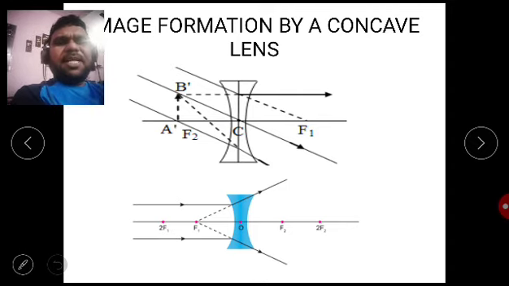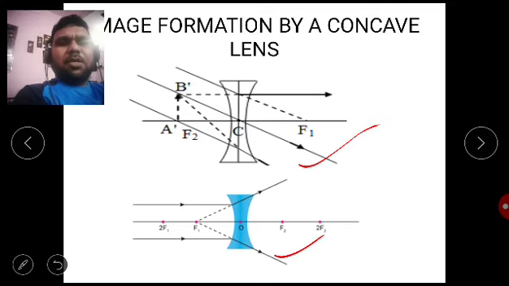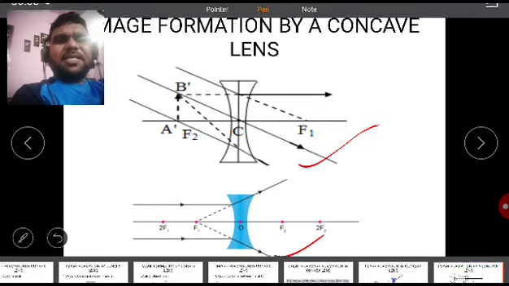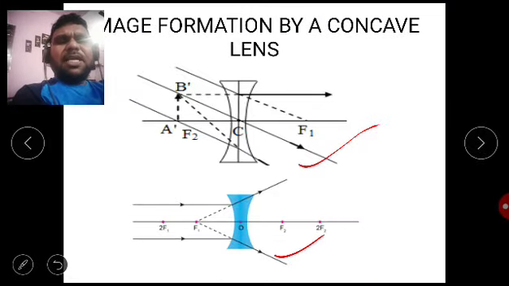This is when the object is at infinity. Just see, at infinity the rays of light will be parallel lines. We are taking them at an angle with respect to the principal axis and parallel to the principal axis. In both the cases, images are formed at f1, i.e. the focus.